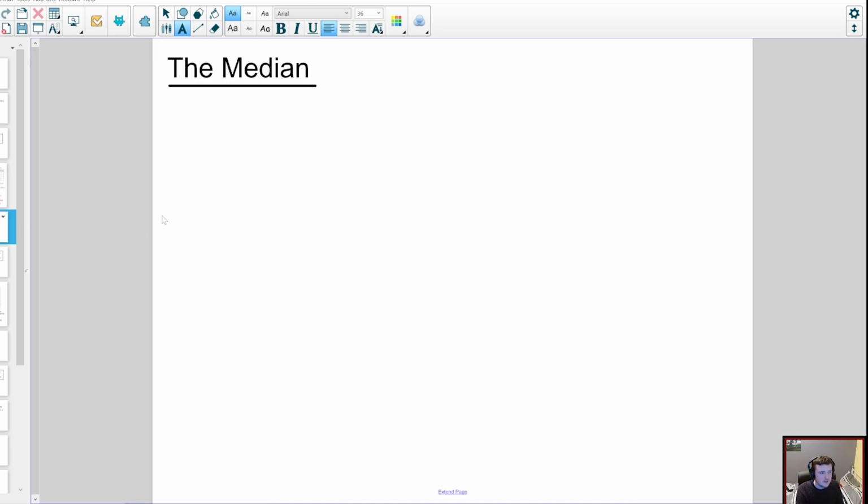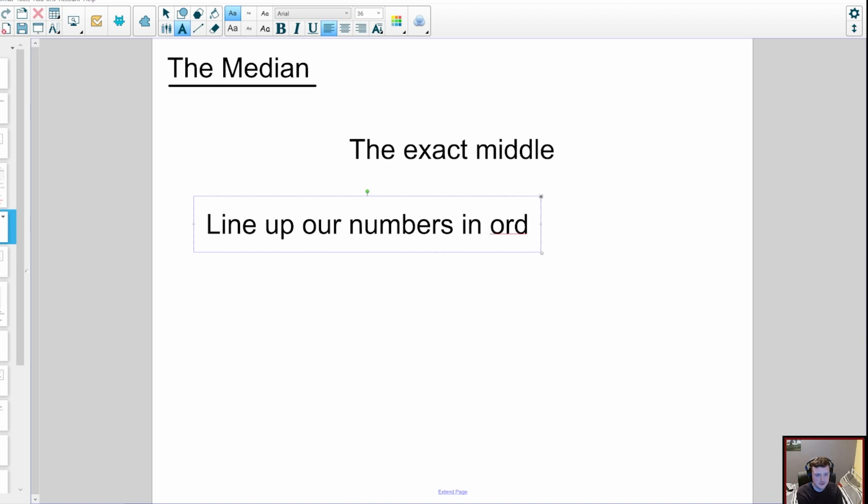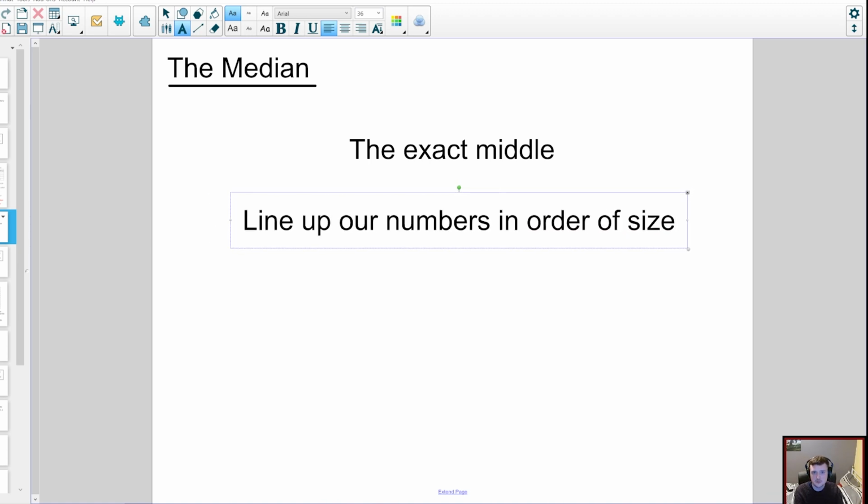Okay. Moving on to the median. But what is the median? We know that all averages are trying to find the middle, but the median is the exact middle. So we have the exact middle. Here's the median. And how do we find the exact middle? Well, what we have to do is line up our numbers in order of size. It doesn't matter if it's smallest to biggest or biggest to smallest. Whatever you want to do is up to you.